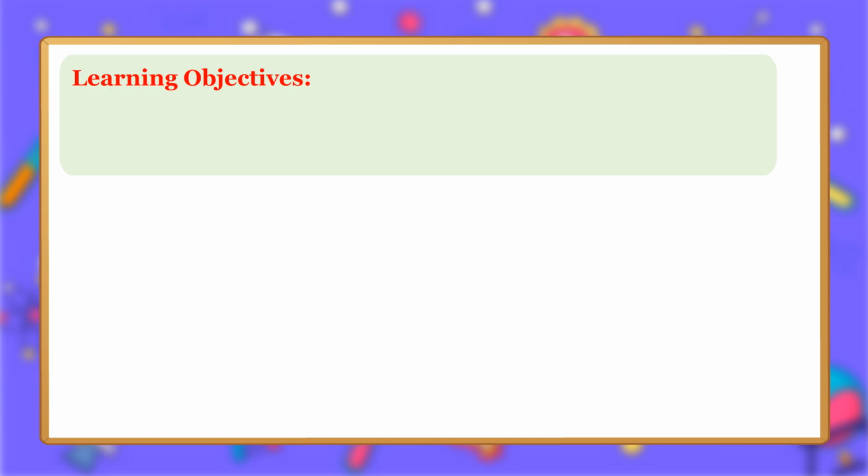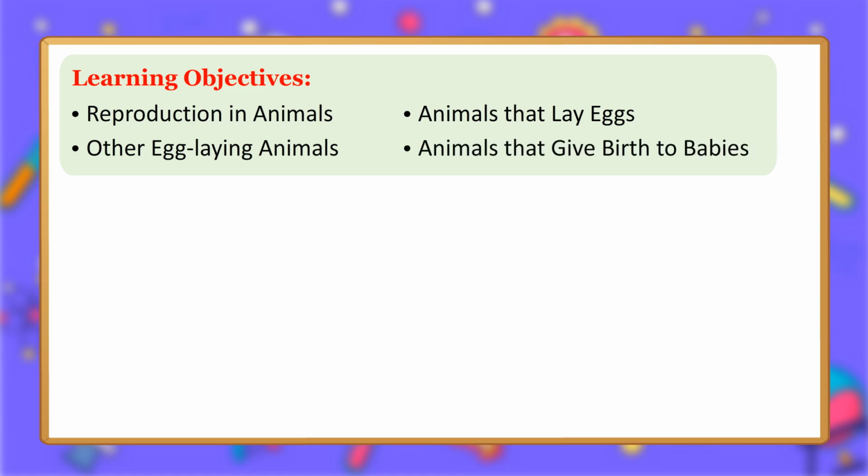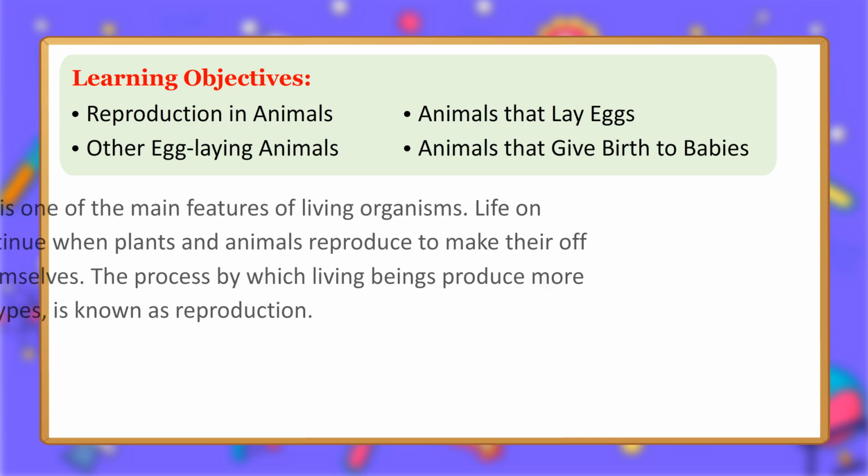Reproduction in animals. Learning objectives. Reproduction in animals. Animals that lay eggs. Other egg-laying animals. Animals that give birth to babies.